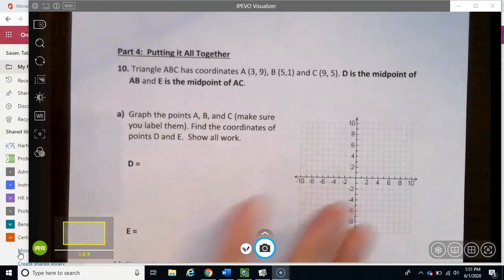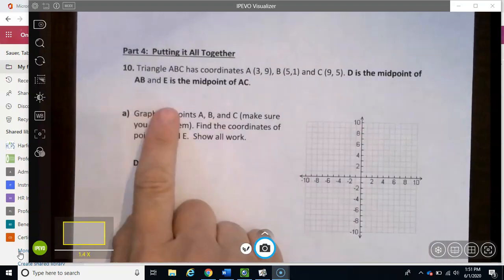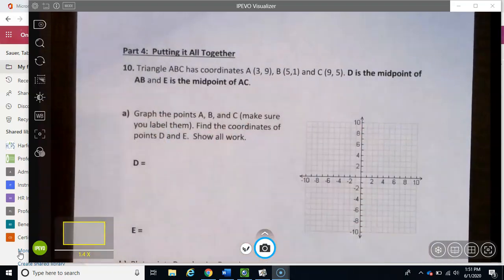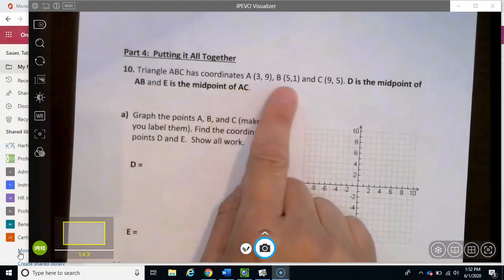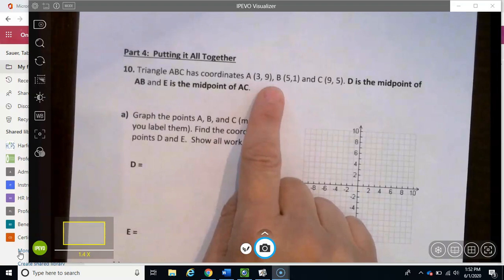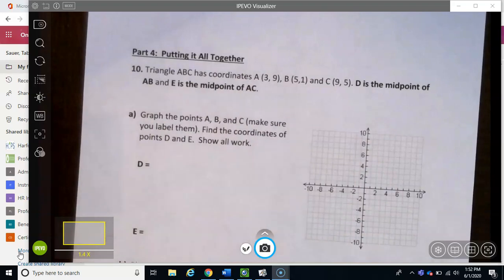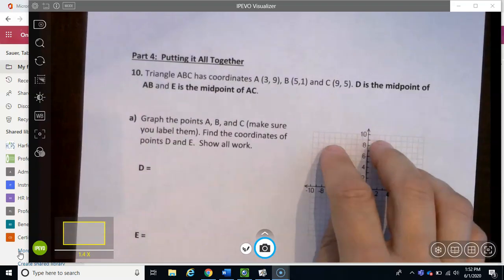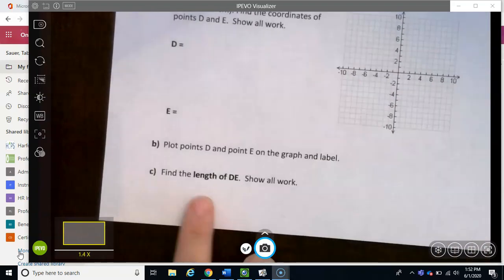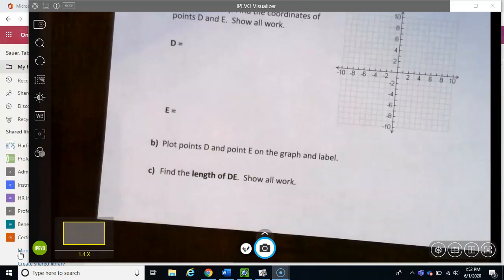Down here, they're asking, triangle ABC has these coordinates. D is the midpoint of AB, so this is kind of a challenging problem. They tell you these are the points of a triangle. D is the midpoint of side AB, and E is the midpoint of AC. So you're finding D and E using the midpoint formula. And then they want you to plot everything on the graph and find the length of DE. This last step would be using the distance formula, which we did last week.